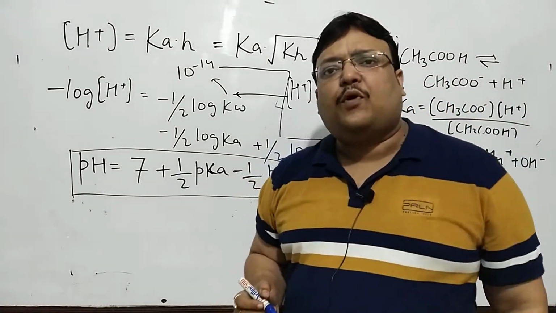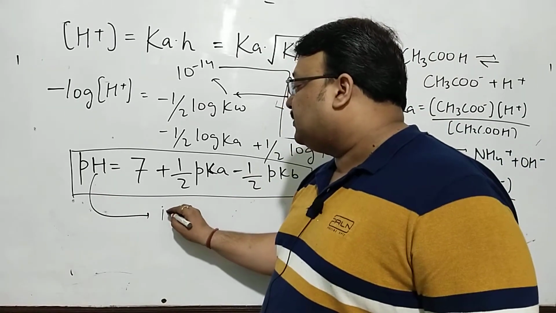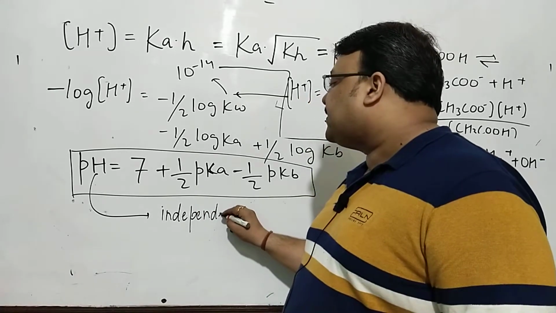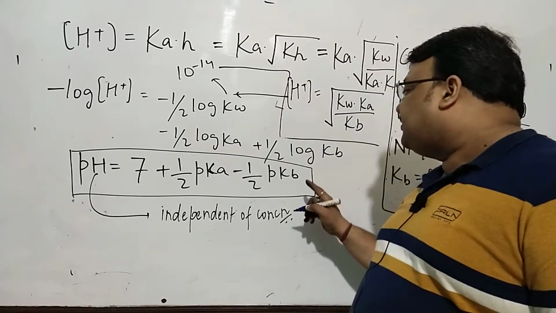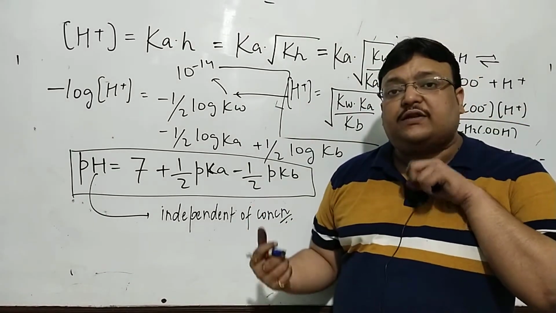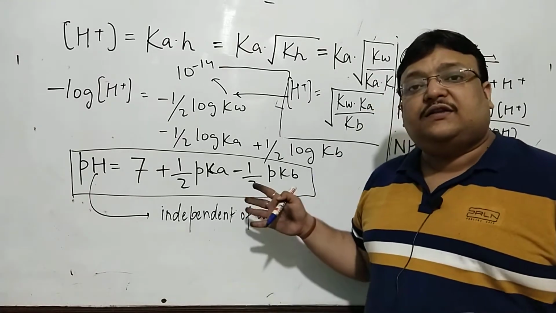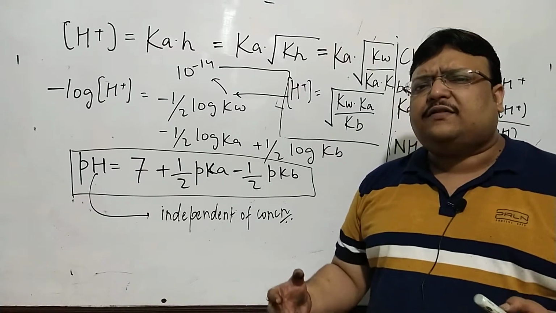And the second most important part is here even the pH is independent of concentration. This is very important. You have no log C. In the previous cases you had a term involving log C, concentration of the salt. There is no log C here. So it's independent of concentration, and this will be amusing.